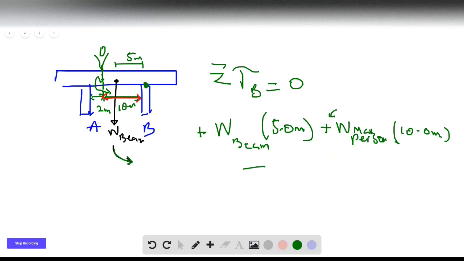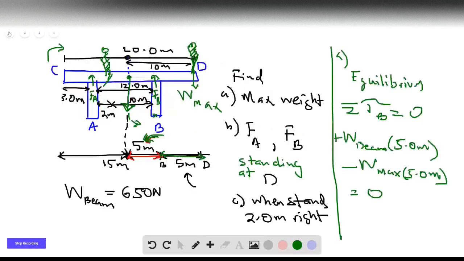But also we need to find the force at A. So the beam A is pushing upwards now, which means it's going to be clockwise, and clockwise is negative, and that's why we have negative FA. This force right here is FA. And just going back to clarify, you can see this was FA and this is FB.